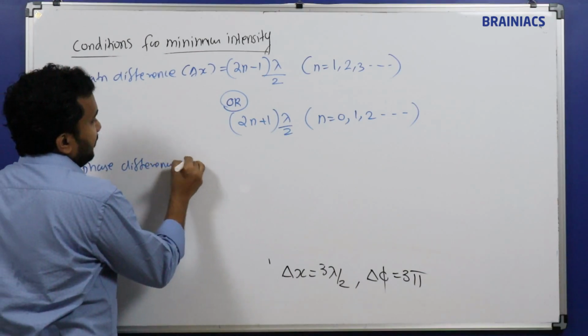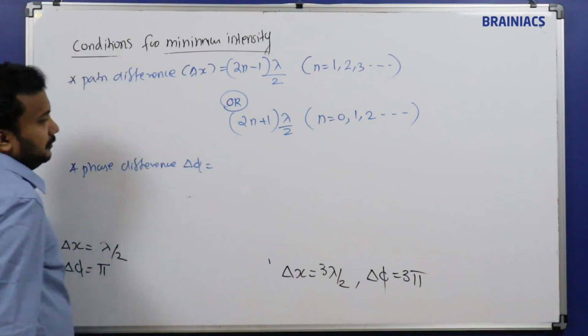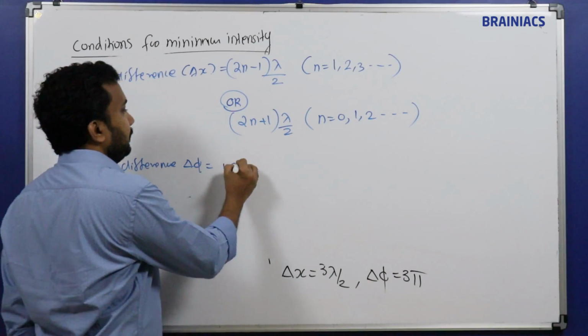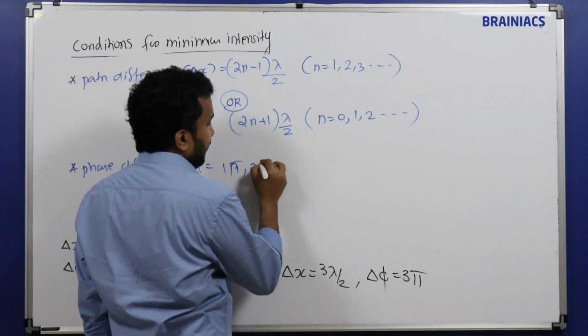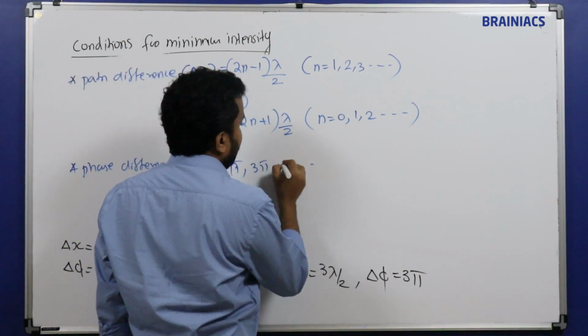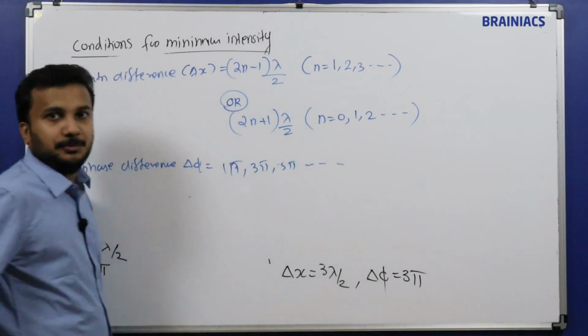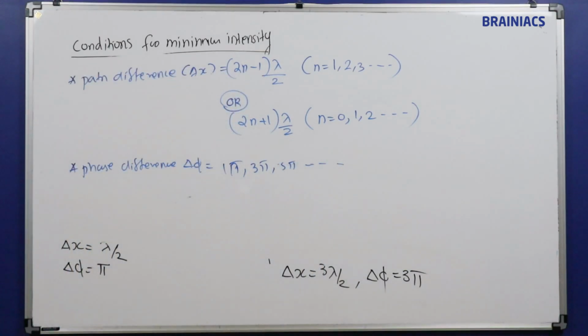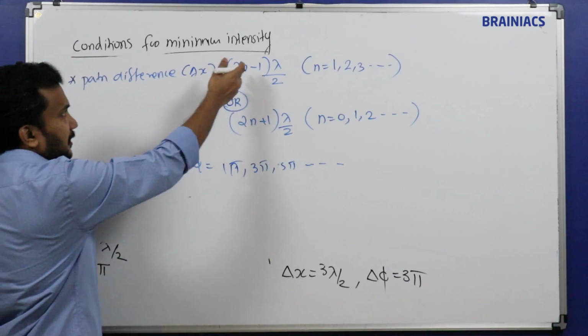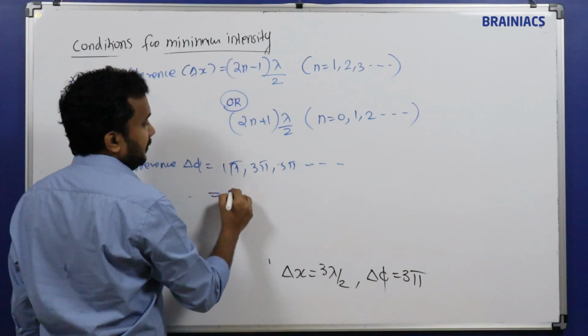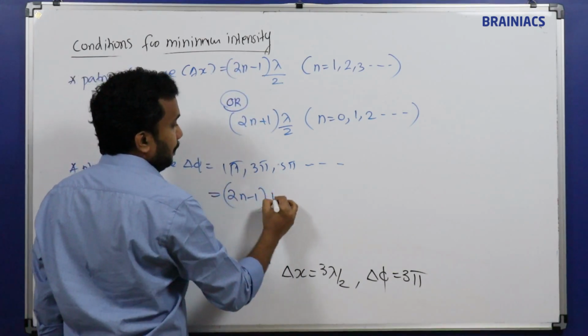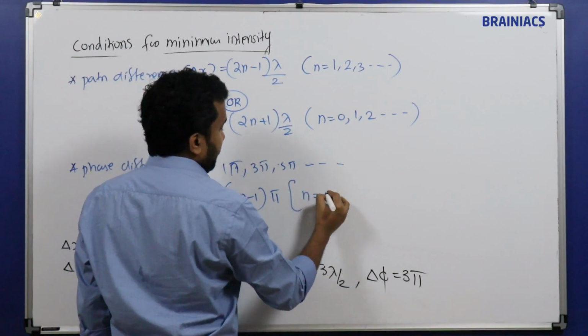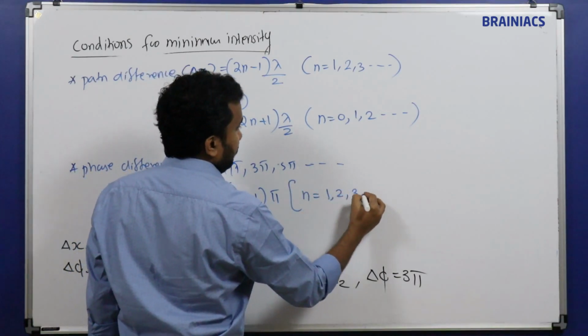Phase difference delta phi is equal to, we know the values like 1 pi, 3 pi etc. So 1 pi, 3 pi, 5 pi etc. It goes on like this. So if it is going like this, how can I write the phase difference? The general formula: take the first factor, 2n minus 1 into pi. Here n should start with 1, 2, 3 etc.